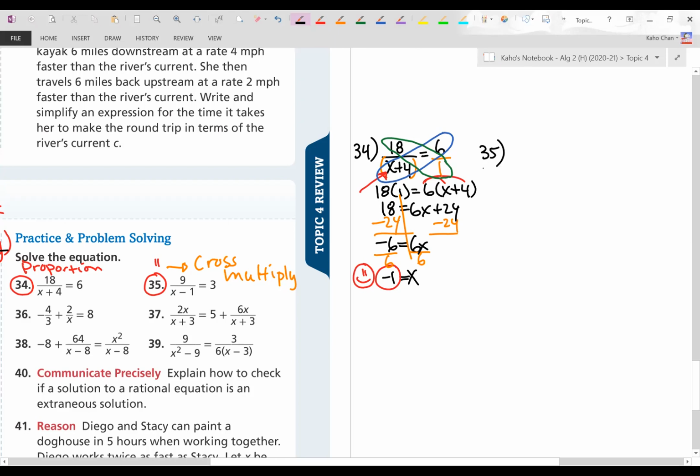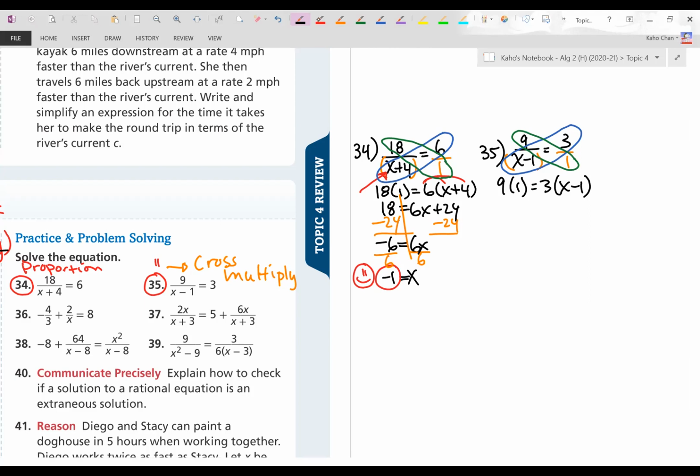Yay. Number 35. I'm going to go ahead and do cross multiplying for that one too. Put that 3 over 1. Cross multiply. You multiply the extremes and set it equal to the product of the means. 9 times 1 equals 3 times x minus 1. Let me know if I'm going too fast. If you have quick questions, you're welcome to just interrupt me. That's fine. No big deal. If you see a mistake, let me know as well.